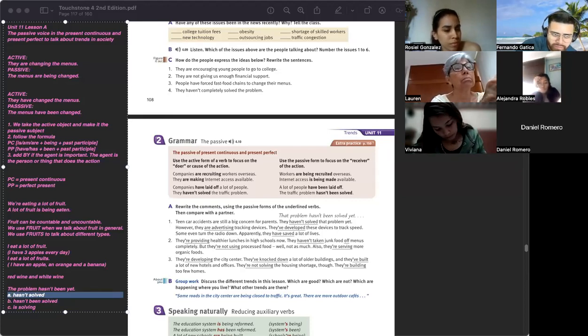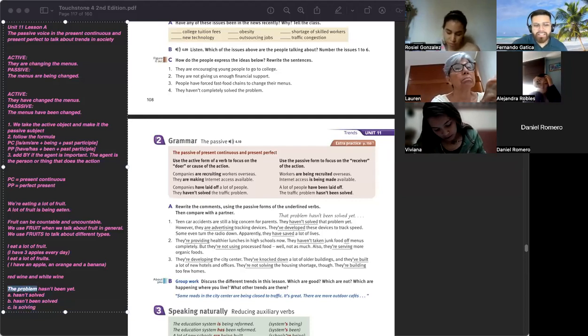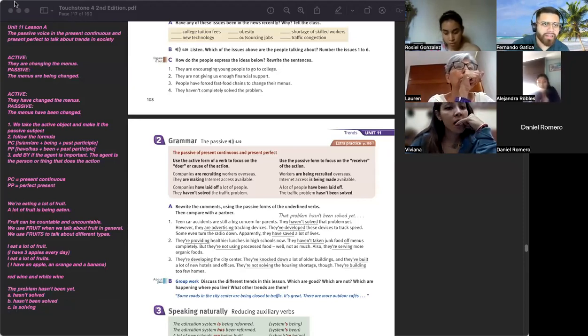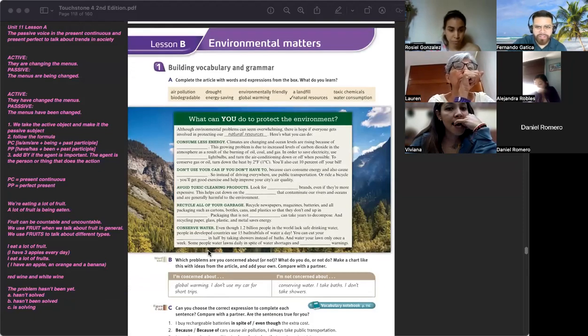Hasn't solved is active. Is solving is active, but the problem, it's not active. Problems cannot be active. We solve problems, the problems don't solve themselves, so they can't do an action. All right. Well, go to the next page. Before I continue, do you have any questions about the passive voice? Not right now? Okay.